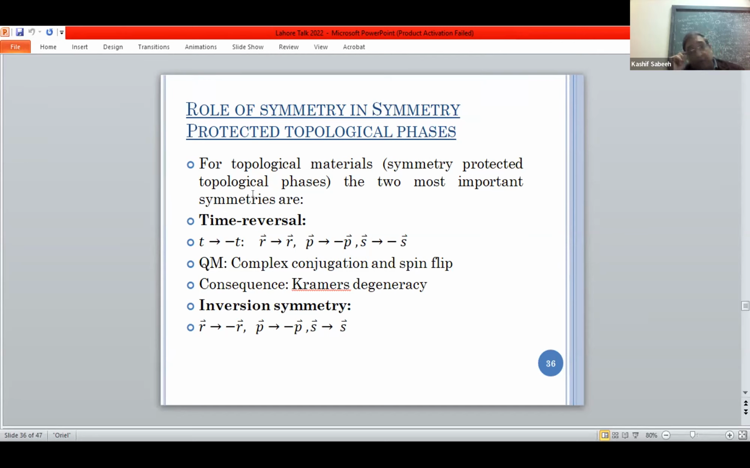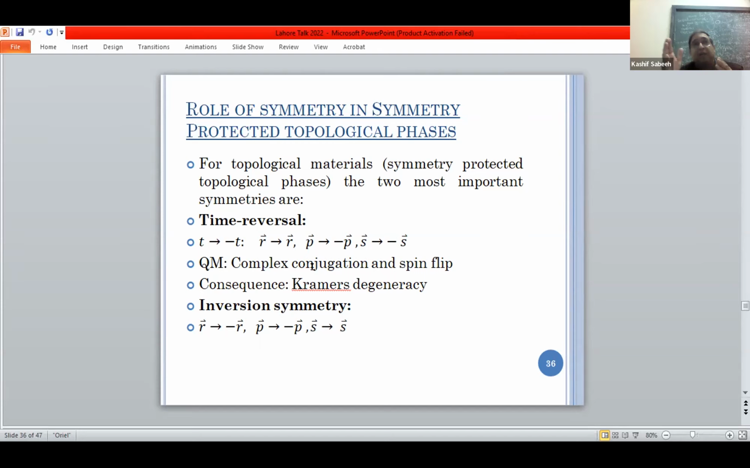What does time reversal do? Time reversal basically means you're reversing the arrow of time. So r remains the same position vector, while the momentum takes a negative sign under time reversal, because momentum is the derivative of position with respect to time. If you send t to minus t, p becomes minus p. And angular momentum is r cross p. If r doesn't change and p takes a negative sign, then spin also flips for an electron. So spin up projection goes to spin down. Quantum mechanically, you can think of it as complex conjugation and spin flip.